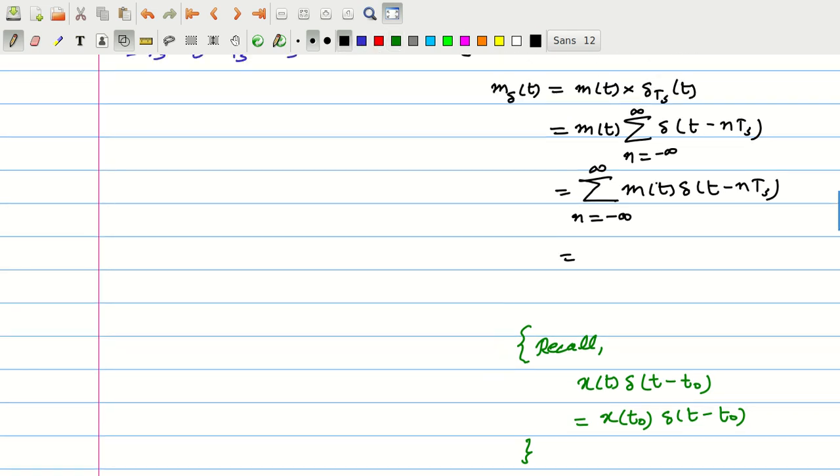that our signal m_delta(t) is equal to summation over all n from minus infinity to infinity m(nTs) delta(t minus nTs), and this is an important result. Let us box it.